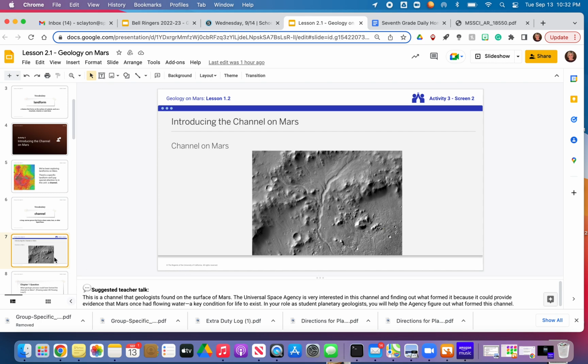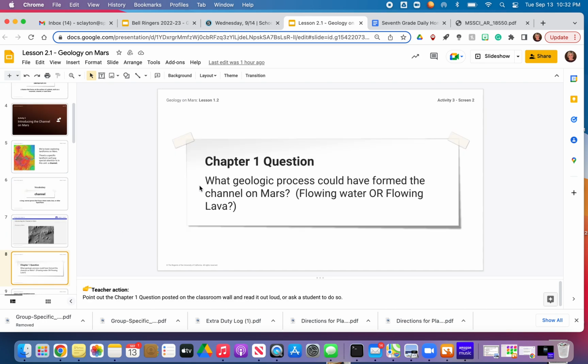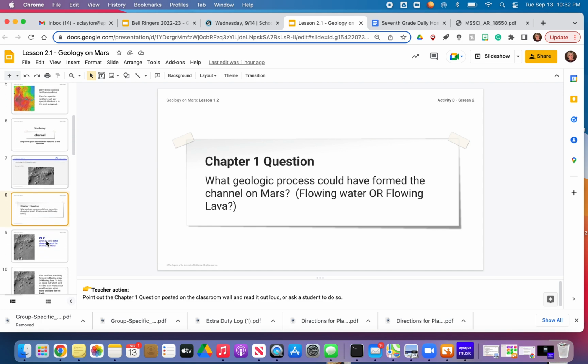And so that is your role as a student planetary geologist. We're going to be doing a lot of investigations. We've got some hands-on activities Thursday and Friday of this week where we're going to try and recreate this and kind of see if, just by using a model, we could see what we think caused that. If you go to our chapter 1 question, remember we're just talking about which geologic process could have formed it, either flowing water or flowing lava.